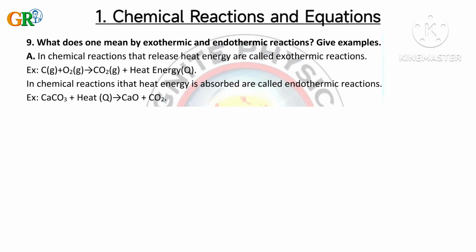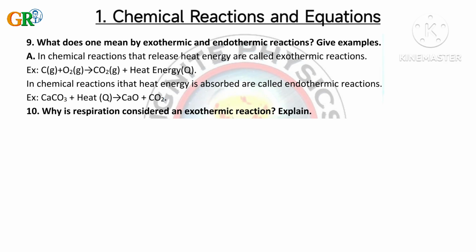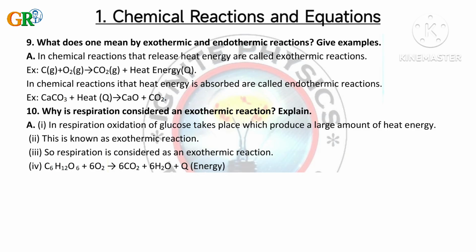Coming to the 10th question. Why is respiration considered an exothermic reaction? Explain. In respiration, oxidation of glucose takes place, which produces a large amount of heat energy. This is known as an exothermic reaction. So, respiration is considered an exothermic reaction. The chemical equation for this is C6H12O6, that is glucose, + 6O2 gives rise to 6CO2 + 6H2O + heat energy.